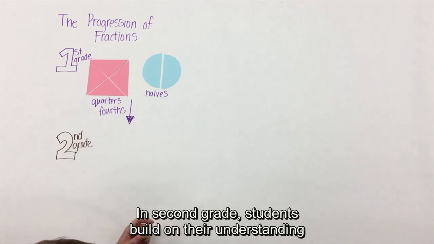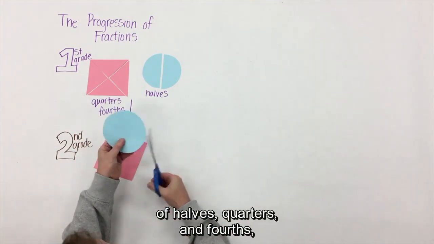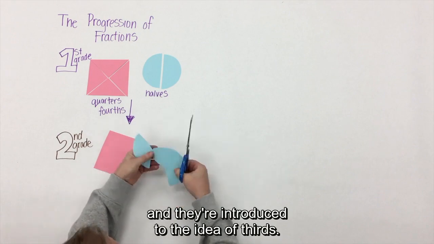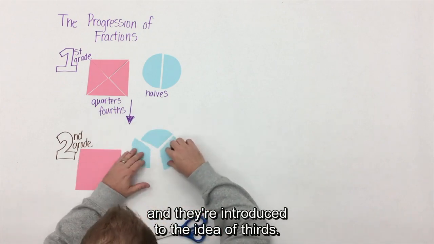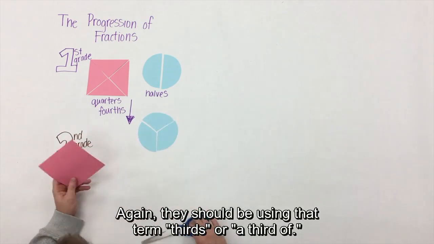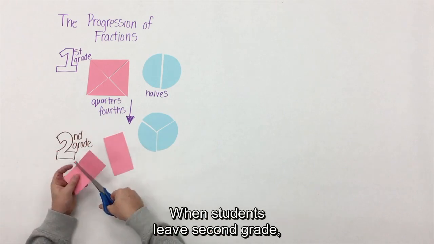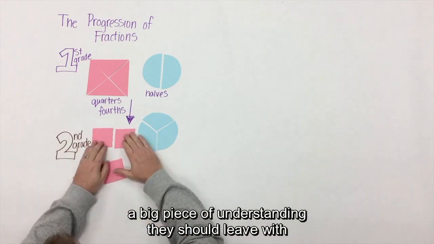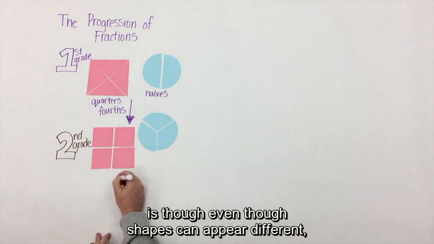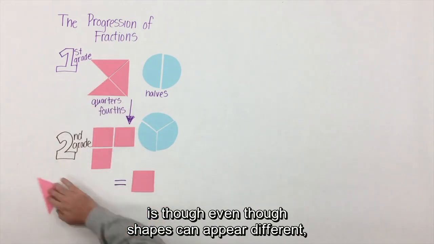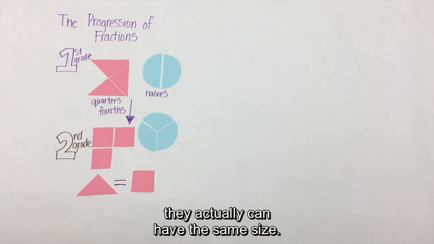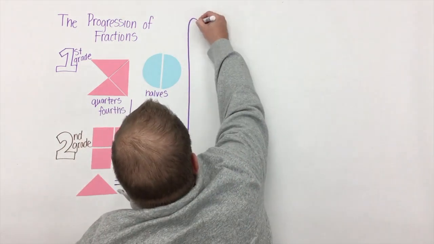In second grade, students build on their understanding of halves, quarters, and fourths, and they're introduced to the idea of thirds. Again, they should be using that term, thirds or a third of. When students leave second grade, a big piece of understanding they should leave with is that even though shapes can appear different, they actually can have the same size.